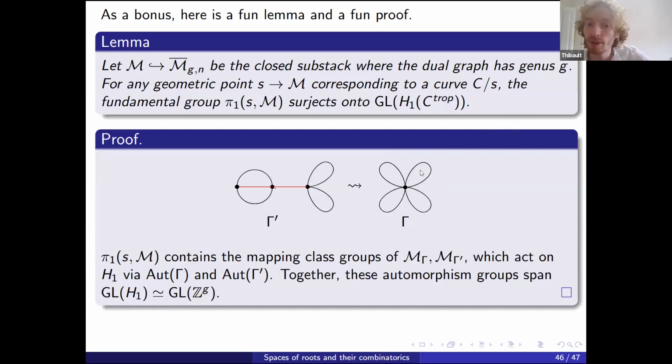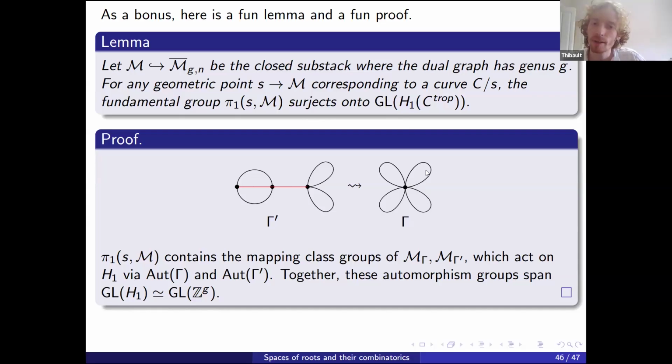And the fundamental groups of gamma and of gamma prime act on the homology of the graph via automorphisms of the graph. So all I need to tell you now is why this graph and this graph together have enough automorphisms to obtain all of GL of H1.